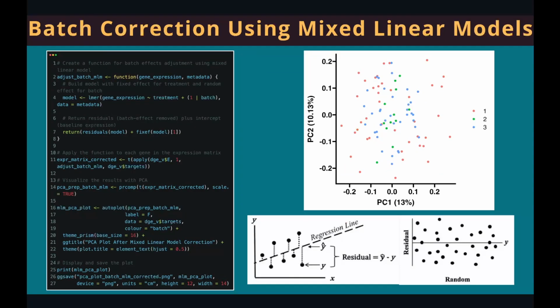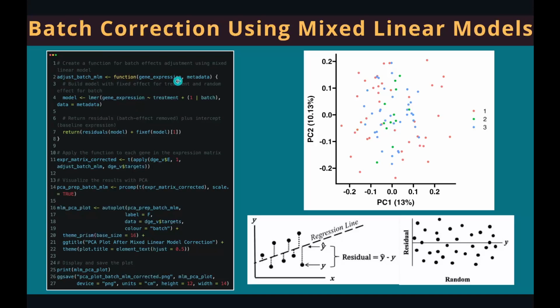And the next one is the mixed linear models. And this method is quite different. We're going to use a linear model to regress out the batch effects, because there is no function for that. So we're going to make our own function. The function will accept the gene expression table and the meta table. It's a sample information table.